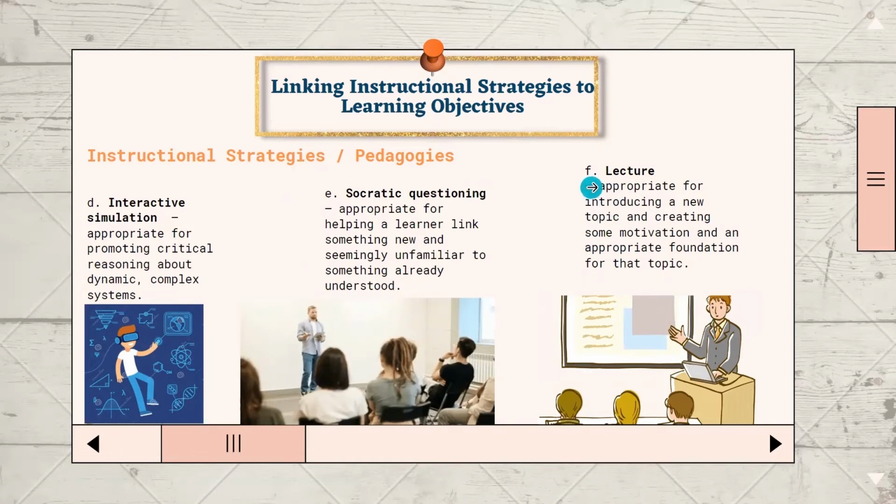Next are the common instructional strategies, which is the lecture. It is appropriate for introducing a new topic and creating some motivation and an appropriate foundation for that topic.